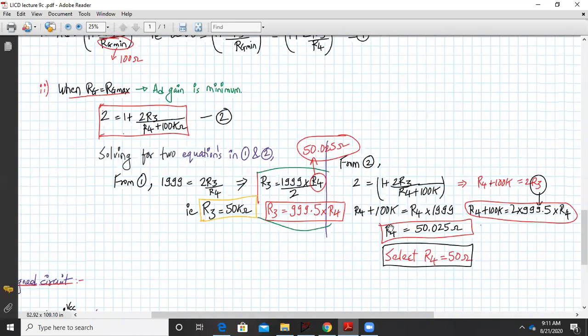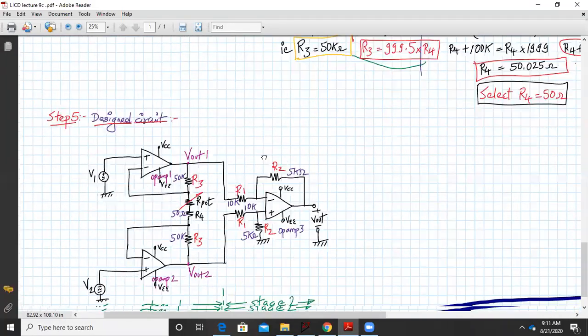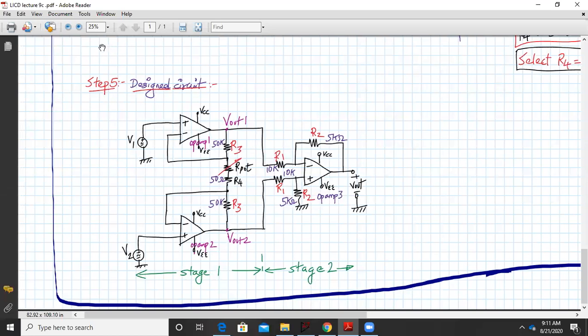And if you put this value of R4 back over here, it will be R3 into 999.5 into 50. So you'll get the value of R3 close to 50 kilo ohm. So in this way, we have evaluated all the values of unknown resistors. Hence, at the last, my design circuit is given as follows.